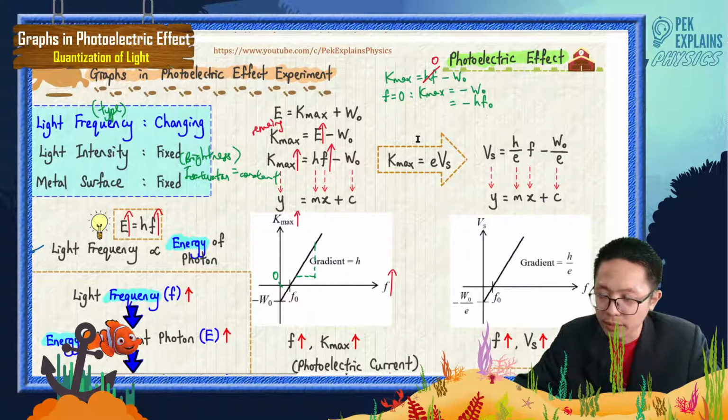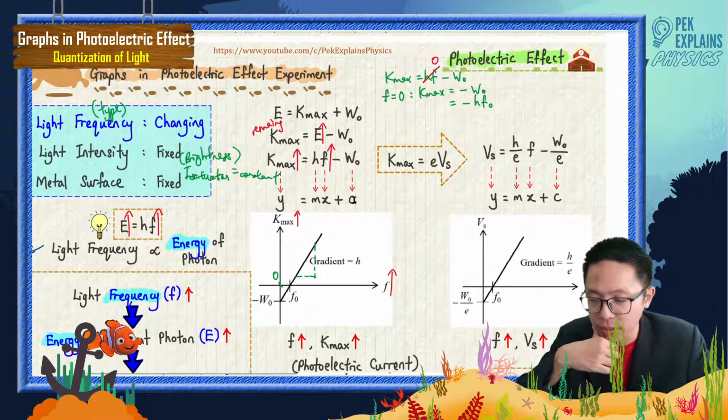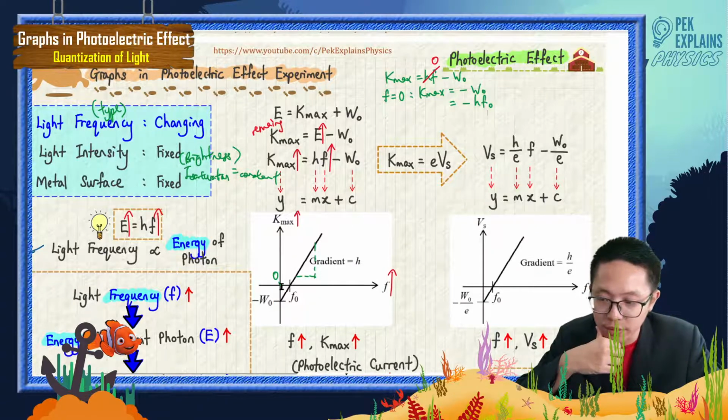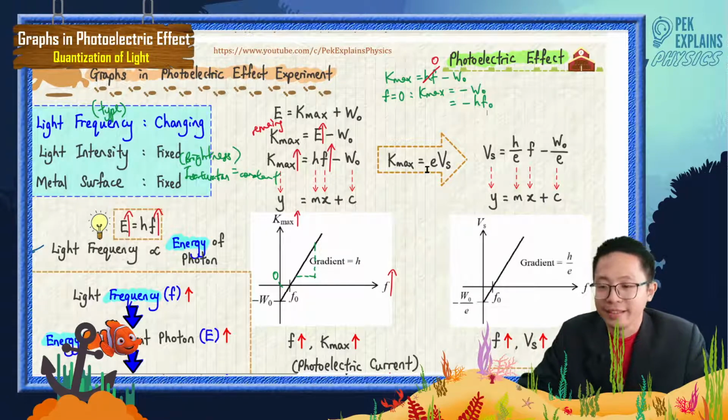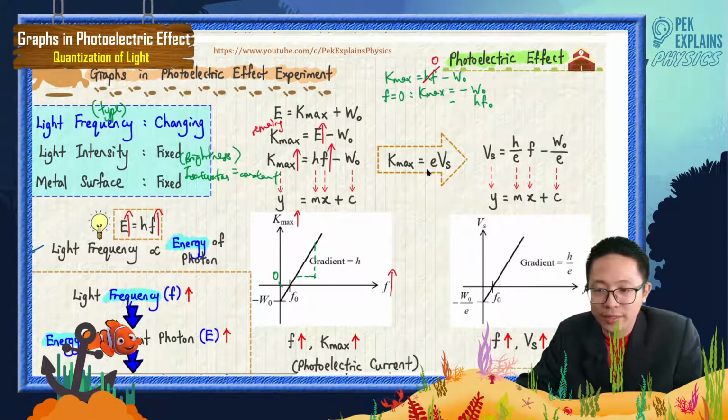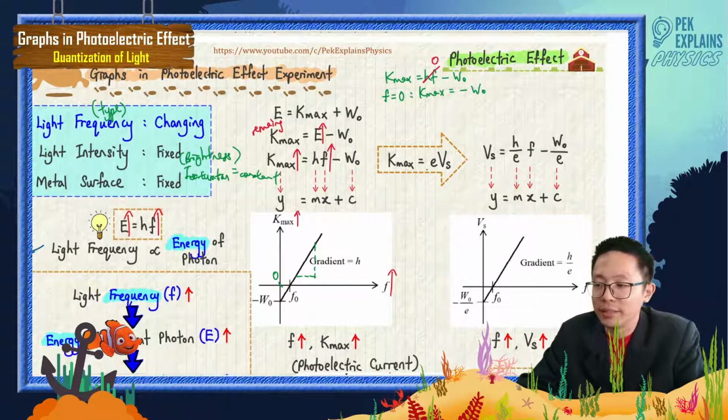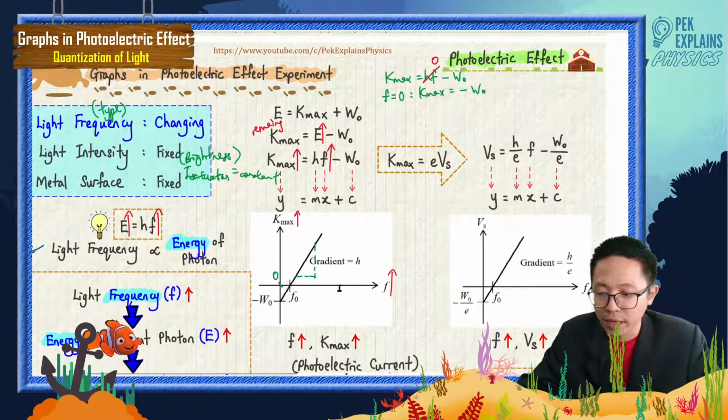Sorry, I shouldn't substitute the f with 0. If I substitute f with 0, that means I find the y-intercept. Okay, I got it wrong. Yes, this one is the y-intercept. If I substitute f with 0, that means I got the y-intercept. You see, this is the y-intercept. So Kmax equals negative W naught, isn't it?